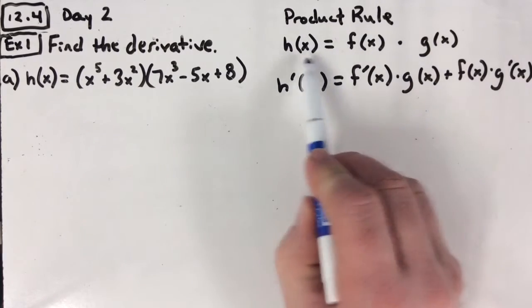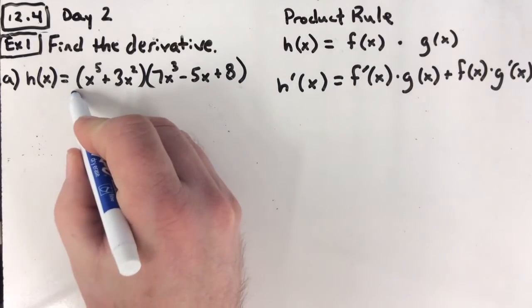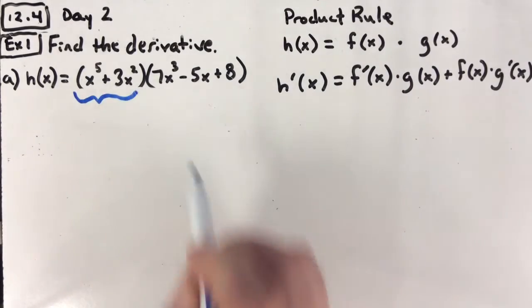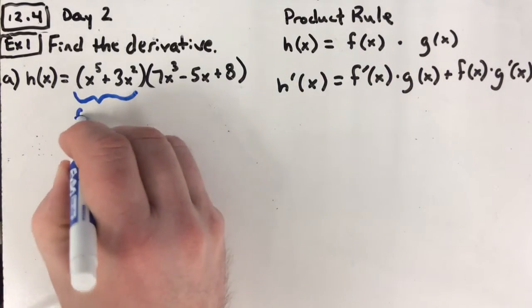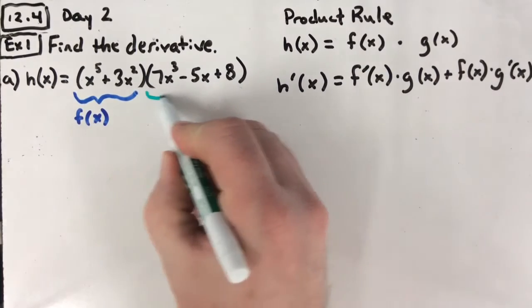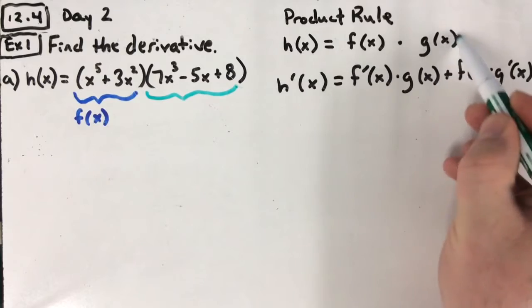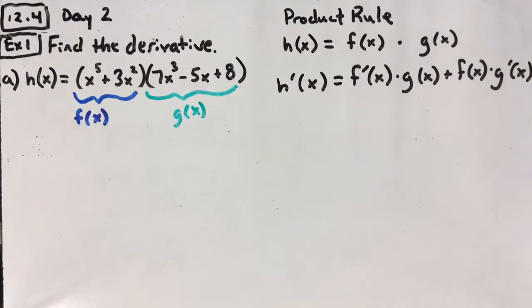So the original rule says h of x is equal to two things being multiplied together. So in this problem, this first set of parentheses, that is like f of x. So that's what f of x is equal to. And the second set of parentheses here, that is the second thing that's being multiplied. That is like g of x.